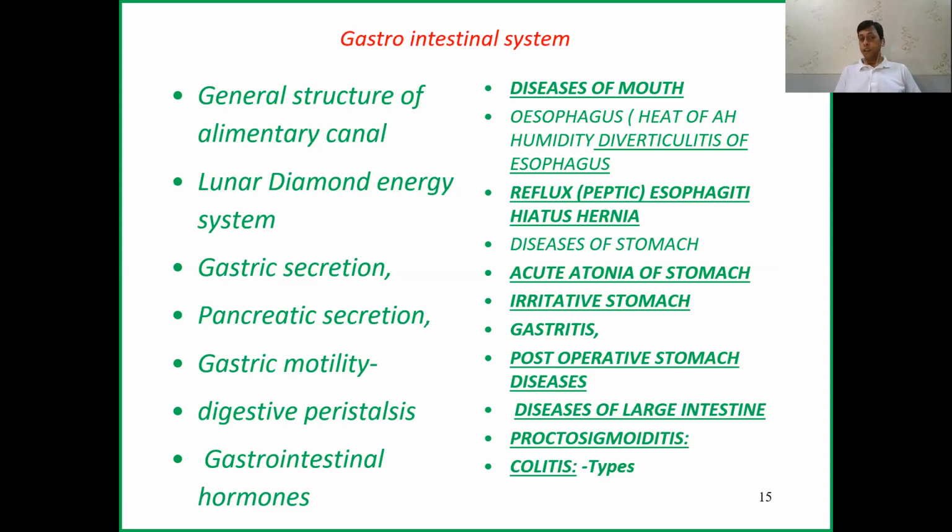And in this topic, even in the advanced system, I will tell you about diagnosis also, because the diagnosis of our system depends on the digestive system very much. So I will start with this system. Actually, I am not going to start with wind. I will start with this system, because this is very important. And the diseases of the mouth, esophagus, stomach, pancreas, large intestine, sigmoid colon, colitis, and types of everything, we will discuss in detail. This is a very important topic.